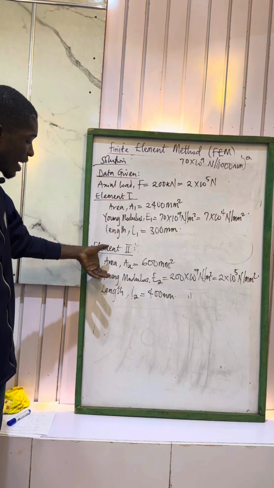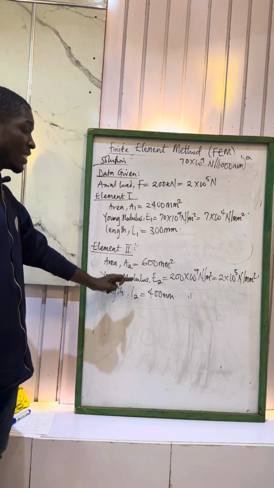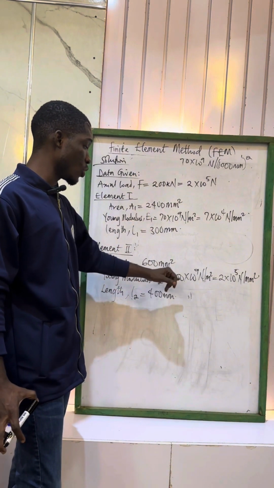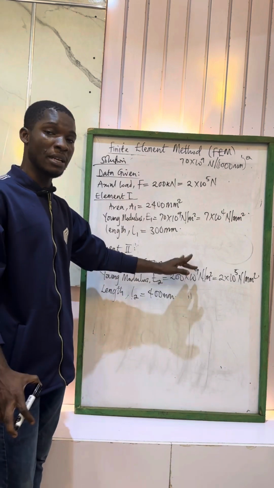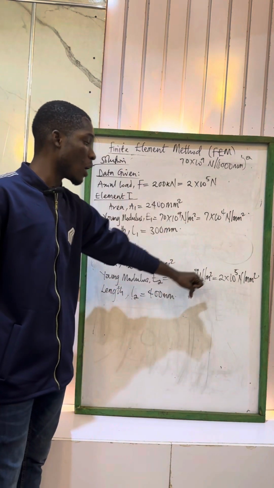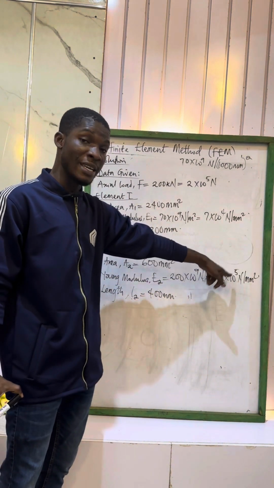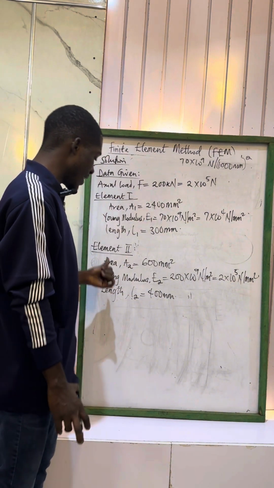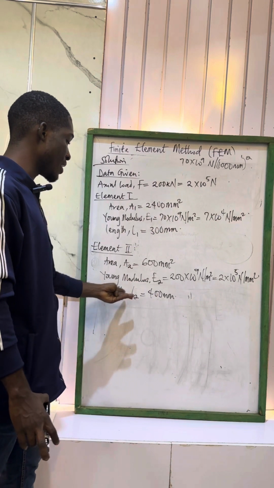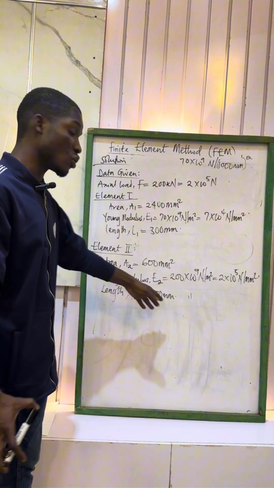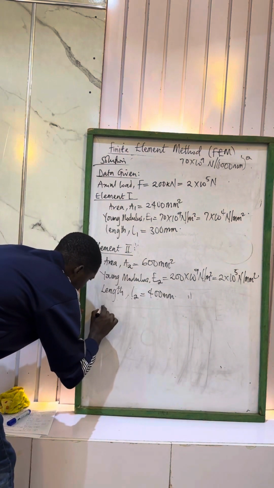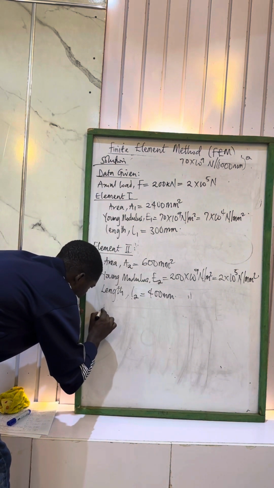Then for element 2, we have been given the parameters that our area is 600 millimeter squared. The Young's modulus E2 is equal to 200 times 10 power 9 Newton per meter squared. The same principle we applied here also applies here, which gives us 2 times 10 power 5 Newton per millimeter squared. Then the length, which is given in the parameters as well, is 400 millimeter.